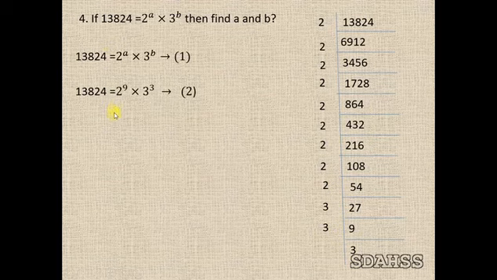So 13,824 can be written as, here 2 can be repeated 9 times, so 2 power 9 into 3 can be repeated 3 times, so it can be written as 3 power 3. 13,824 equal to 2 power a into 3 power b, mark it as first equation. 13,824 equal to 2 power 9 into 3 power 3, mark it as second equation.